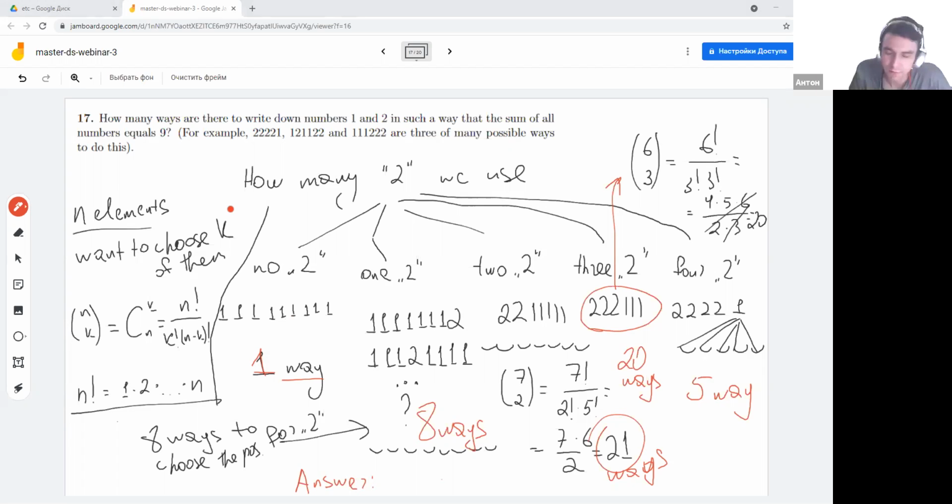30 plus 20 is 50, and plus 5 is 25, correct. Oh, what I'm studying is 55. So we have 55 ways in total. The answer is 55. So I divided all the ways into groups.